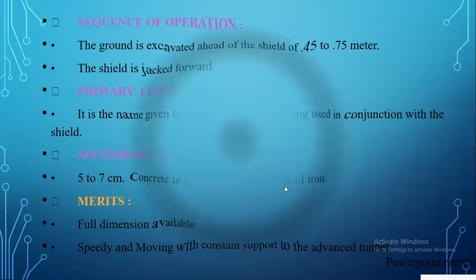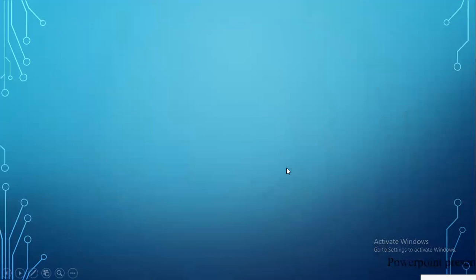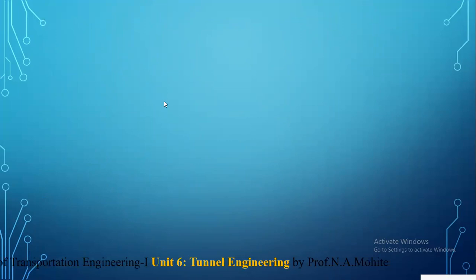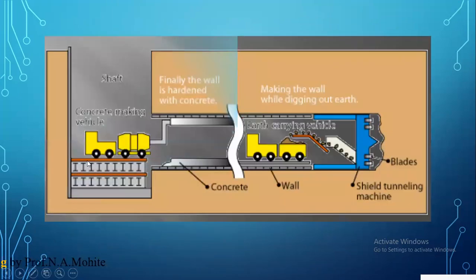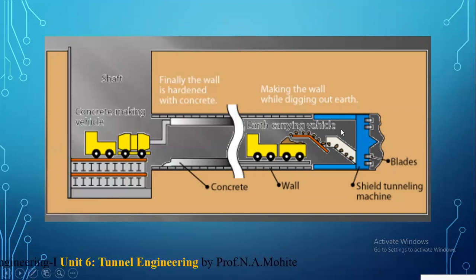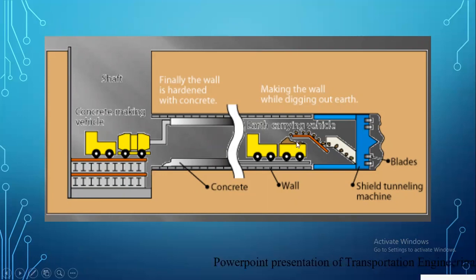As we go on moving, whatever work is going on, the lining of the tunnel can be done correspondingly. Here you can get an idea of how the work is carried out. The concrete floor has been done. That is the floor shield tunneling machine, and blades go on taking out the muck. This is the earth carrying vehicle, and correspondingly concrete making is done. Finally the wall is hardened with the concrete, making the wall while digging out the earth. And this is the shaft from which all the work is carried out. Okay, thank you.